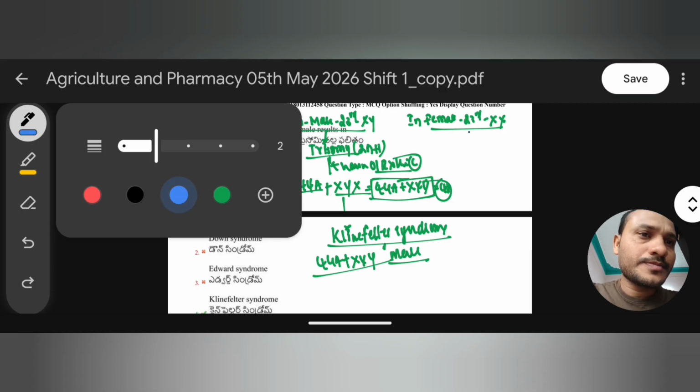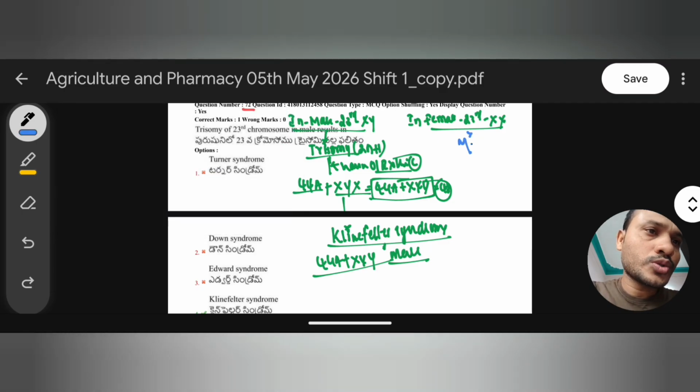Now coming to females, we analyze likewise. In females we generally have monosomy. Do you know monosomy is 2n minus 1? It means losing one chromosome, one X. Why? Because females always have both XX chromosomes, so here one X chromosome is lost.